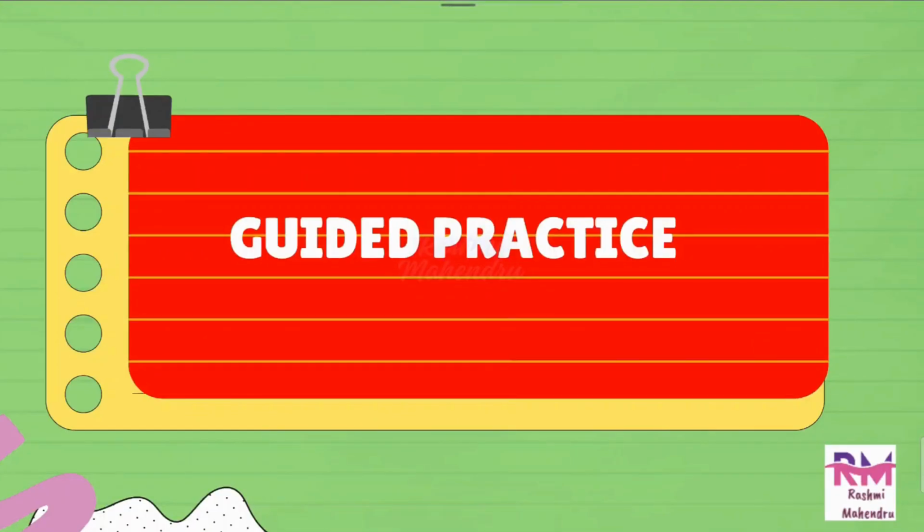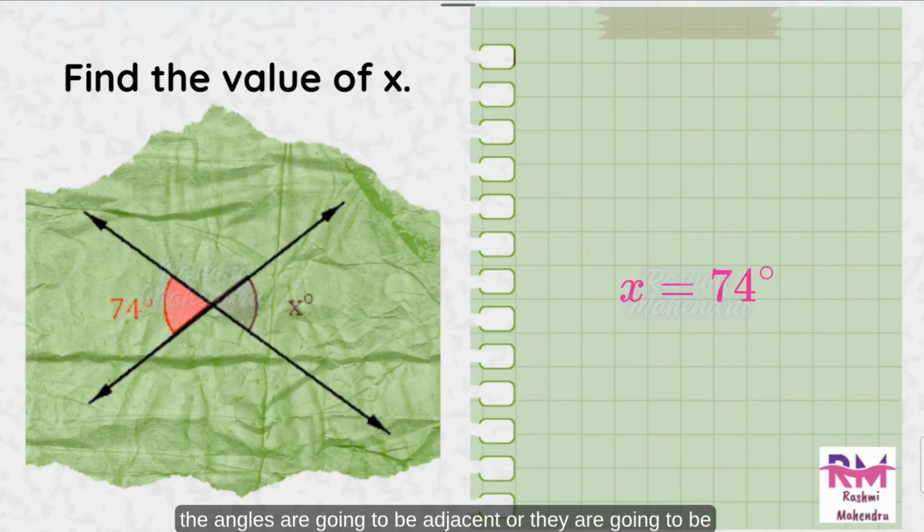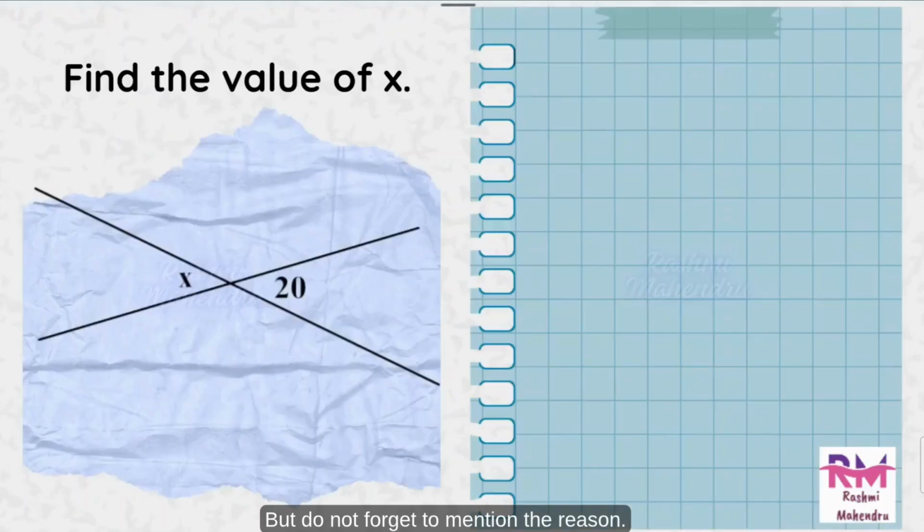Let us practice together. Now let us do it quickly. Find the value of x. It is going to be either the angles are going to be adjacent or they are going to be vertically opposite. If they are vertically opposite, as in this case, simply equate them, but do not forget to mention the reason.